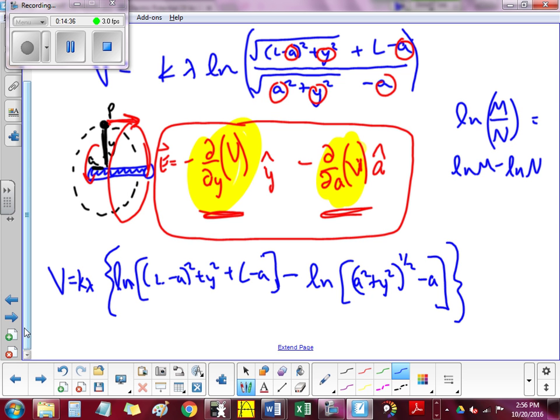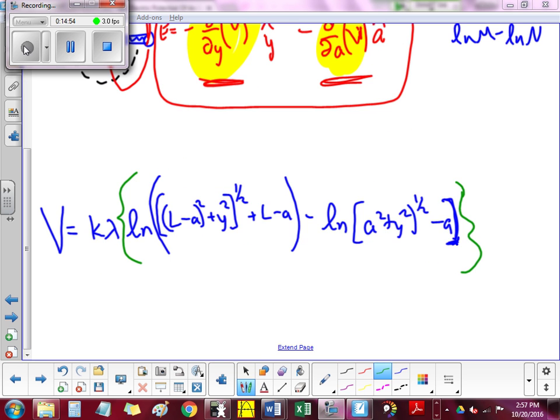Okay, so the square root is only on the (L minus a) squared plus y squared. So there's a half right there. And then the L minus a is separate. Yeah, the L minus a is separate. Okay, so that's pretty messy.